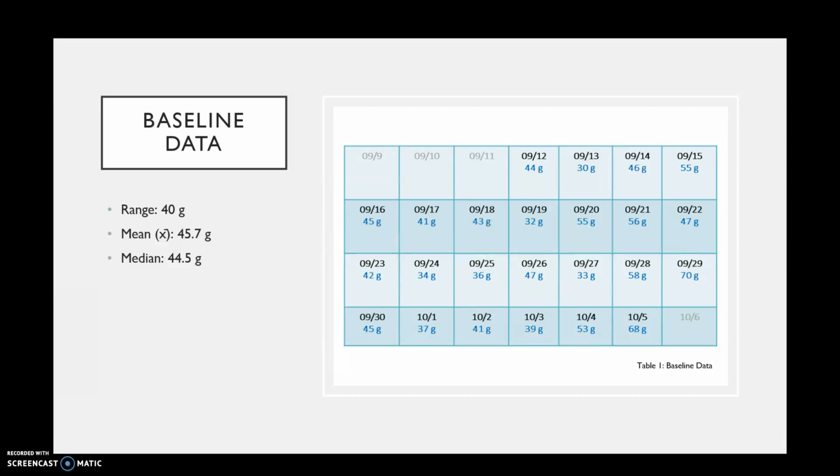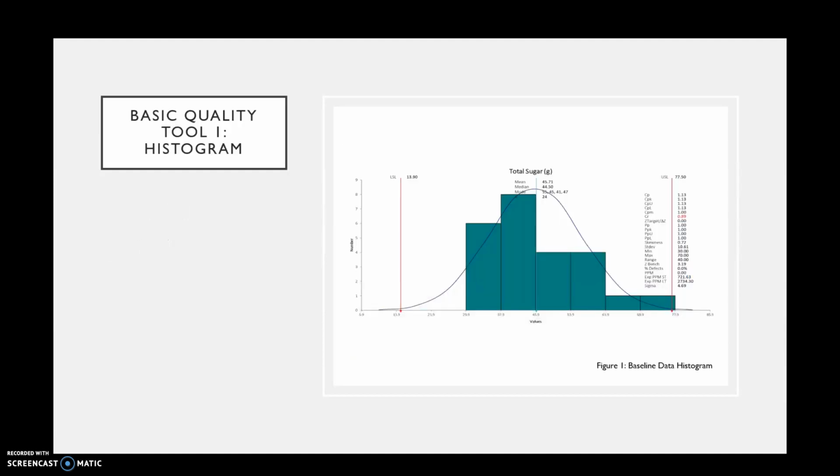So I started gathering that data on September 12th and ended on October 5th. Here I have listed the amount of sugar I was eating each day. There's a large range here, meaning it was pretty irregular from day to day. Also, that mean and median were much higher than I would like it to be, as you can clearly see with that 44 gram amount.